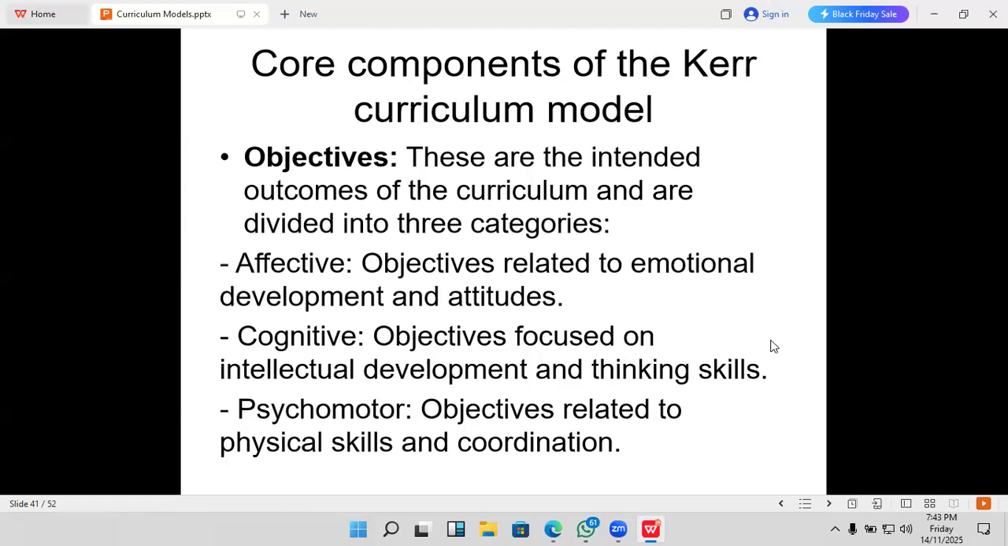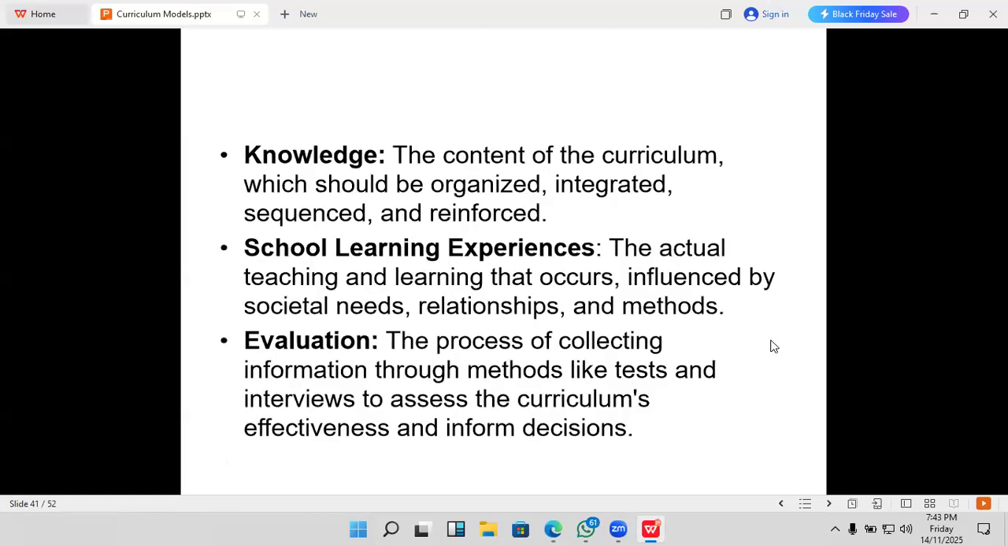Okay, these areas are very important when we study the Kerr model. Knowledge is used for cognitive development. Knowledge is the content of the curriculum. This is the term earlier they used, which should be organized. That is very important. Simply, we can't teach whatever we like, but the subject should be organized.